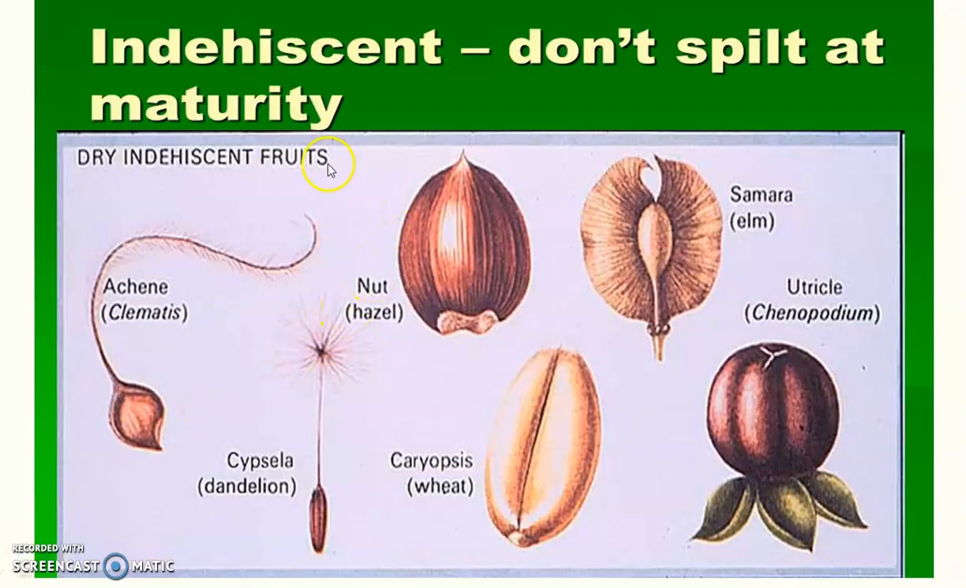And these are the indehiscent fruits. So they won't split at maturity. So the types are Akin, example clematis; nut, hazel is the example; Cypsella, dandelion is the example; Caryopsis, wheat is the example; and Samara, elm is the example; and for utricle, Chenopodium is the example.